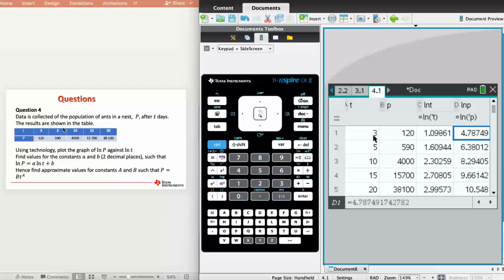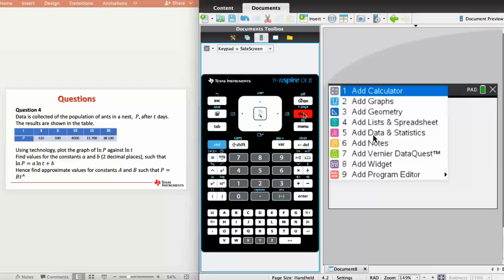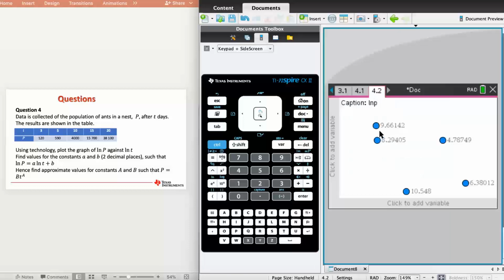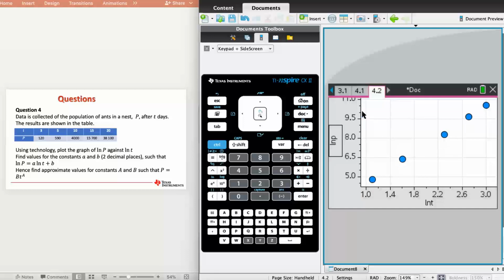So, control, doc, data and statistics. So on my x-axis, I'm going to put the natural log of t. On my y-axis, I'm going to put the natural log of p. Which gives me a linear function.